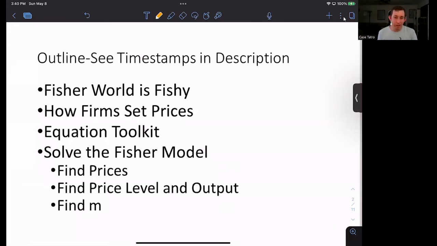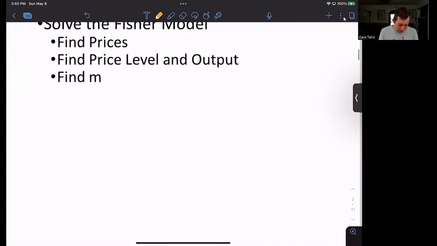Today we're going to talk about the Fisher model. The Fisher model is a very advanced New Keynesian model of price setting, and it's going to be a lot of math, so we're going to go through it slowly. We're going to set it up, and then I'll walk you through the derivation. Timestamps are below if you would like to jump around, but feel free to pause as we go and re-watch sections if it's not clear.